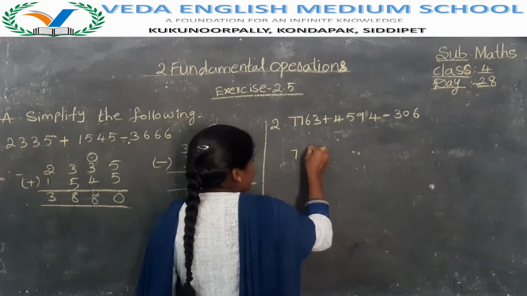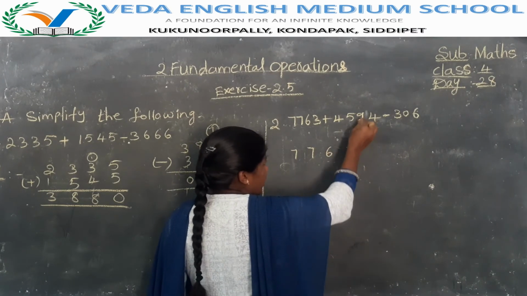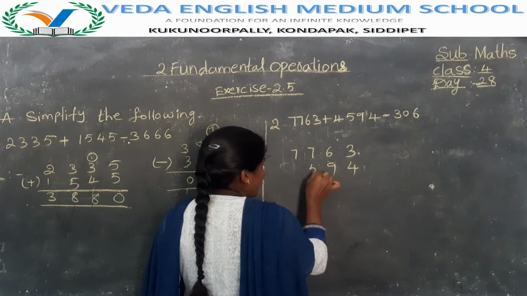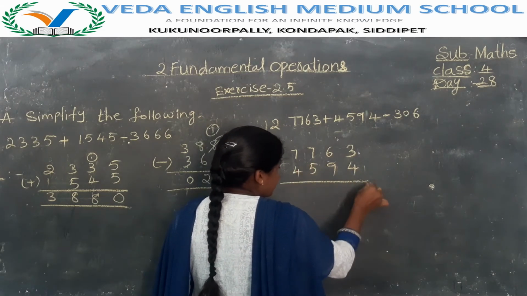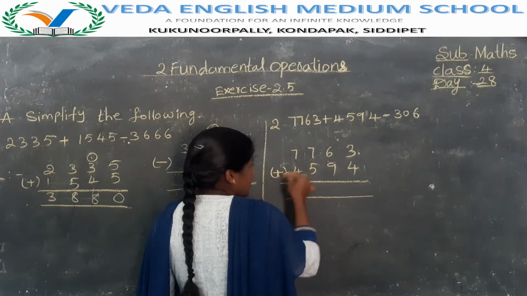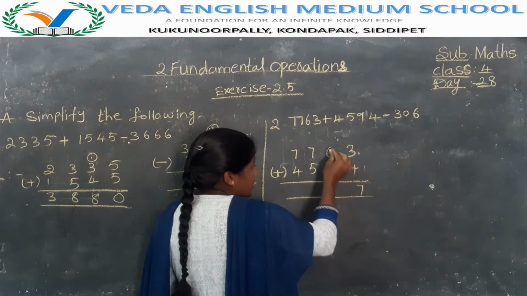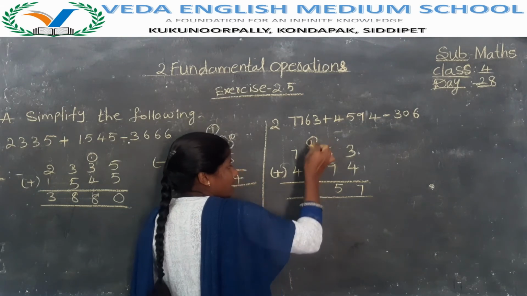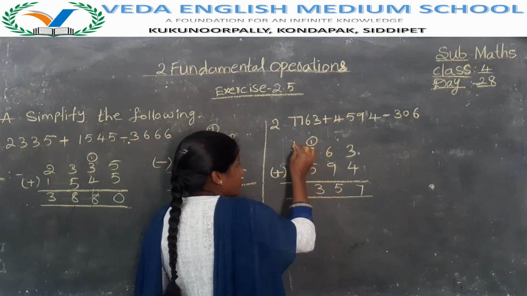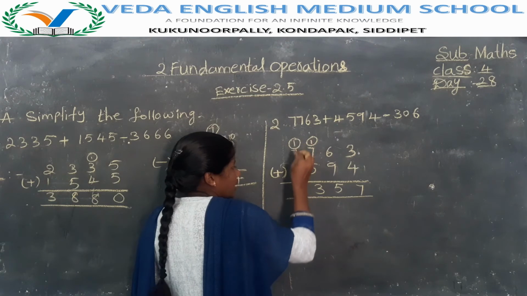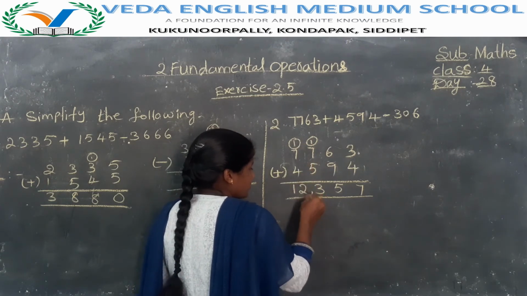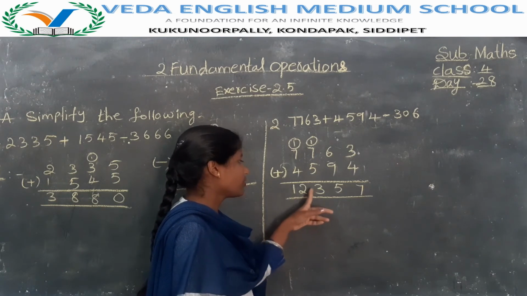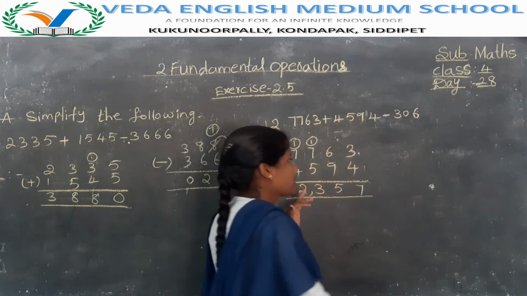So 7, 7, 6, 3. We have to add 4594: 4, 9, 5, 4. 3 plus 4 is 7. 6 plus 9 is 15. 5 we write here, 1 will be carry. 7 plus 1 is 8. 8 plus 5 is 13. 3 here, 1 will be carry. 7 plus 1 is 8. 8 plus 4 is 12. It is 12,357. From this 12,357, we have to subtract 306.